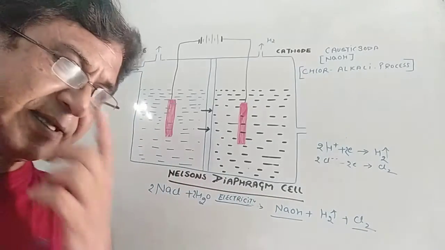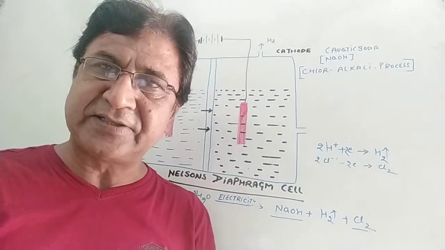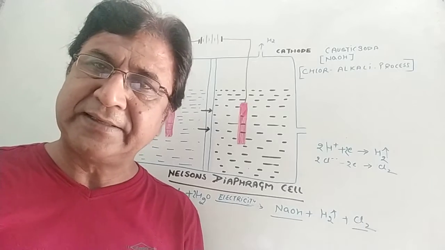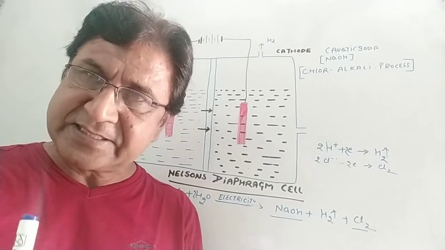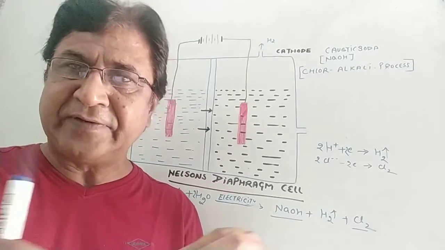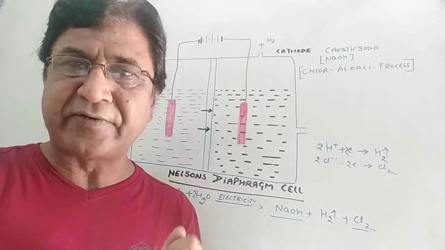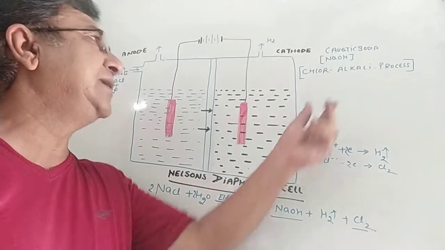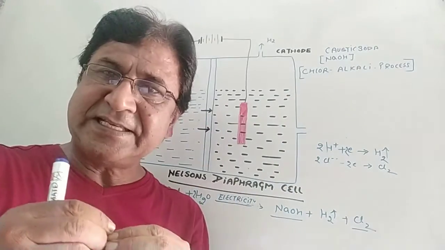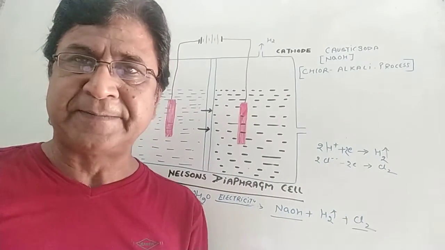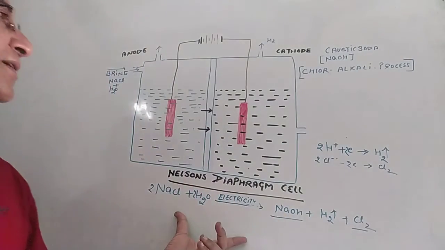Now caustic soda is alkali in nature. It is utilized for making detergents also. It is utilized in many different aspects, as a reagent in the laboratory also. So alkalis are basically bases which can be dissolved in water. Correct? I hope it is clear.